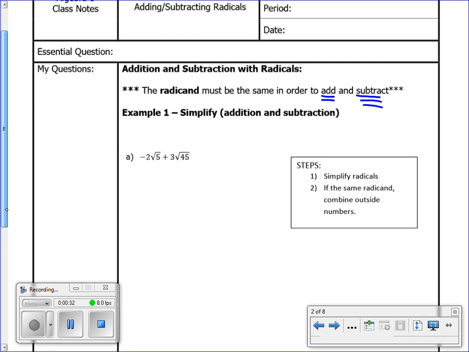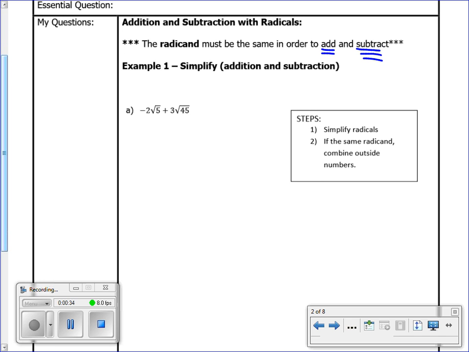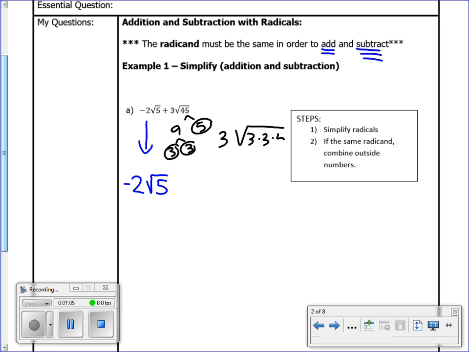So if we look at example 1, we have negative 2 square root 5 plus 3 square root 45. Our steps say to simplify the radicals first. Well, if I look at square root of 5, I can't break that down. So that's just going to stay the same. But 45 I can break down. 45 breaks down to 9 and 5. 5 is prime. And 9 is 3 and 3. And those are both prime.